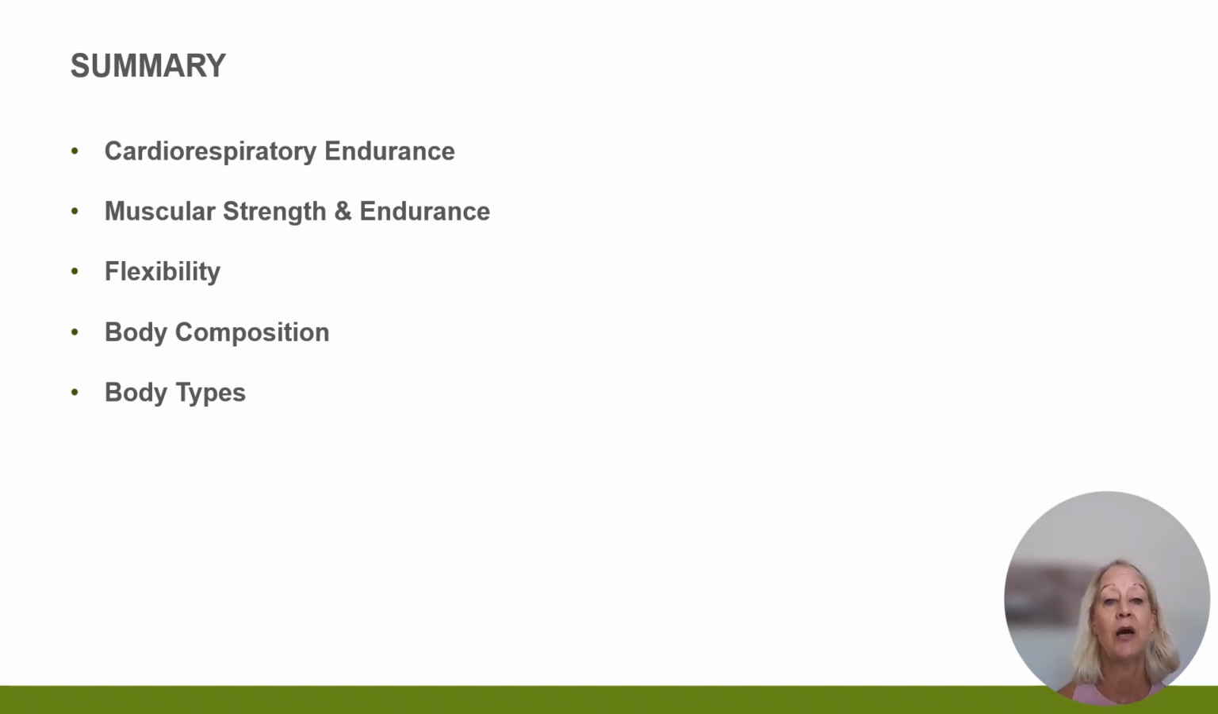Now, body composition. Again, we use body mass index and body fat percentage as key indicators. To help improve that, you want to achieve balanced energy intake with your diet and with energy expenditure, the physical activity. And then as far as body types are concerned, individuals may be predisposed to being an ectomorph, which is really lean, or mesomorph, which is more muscular, or even endomorph, which is rounded.